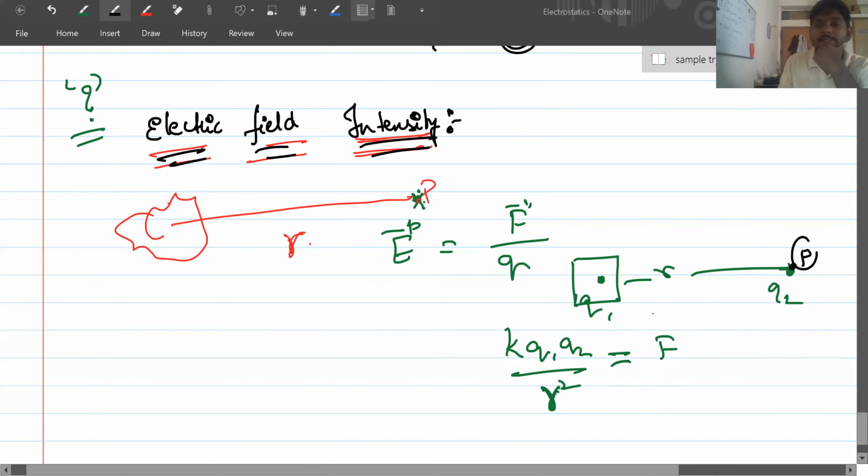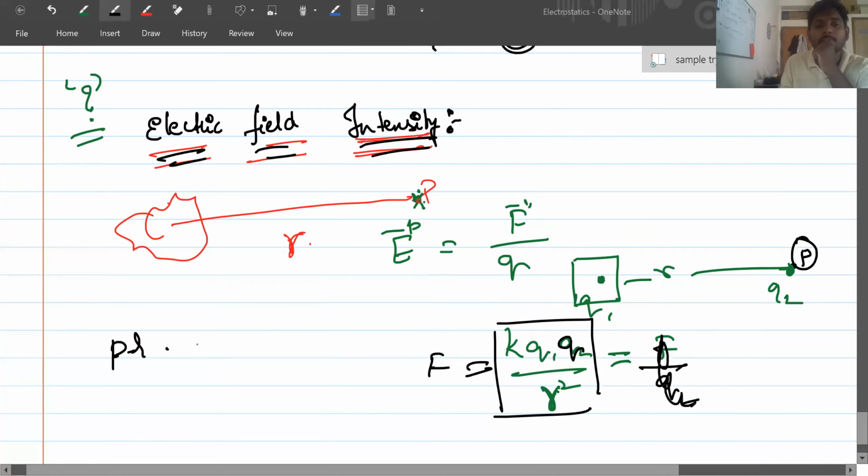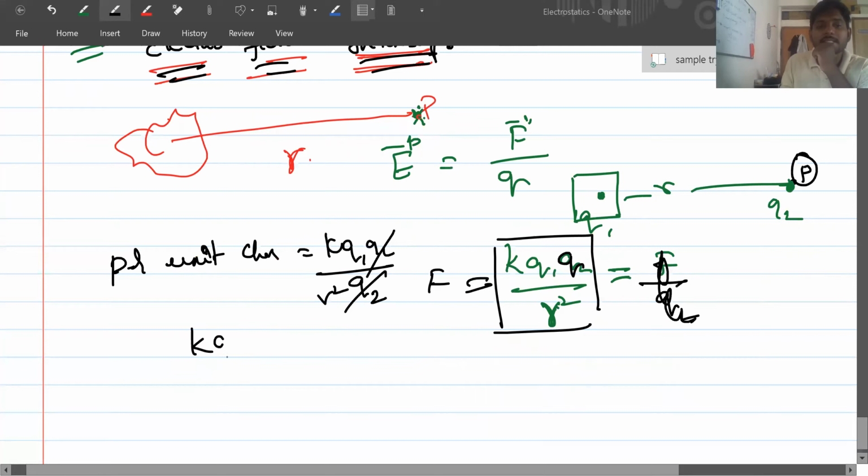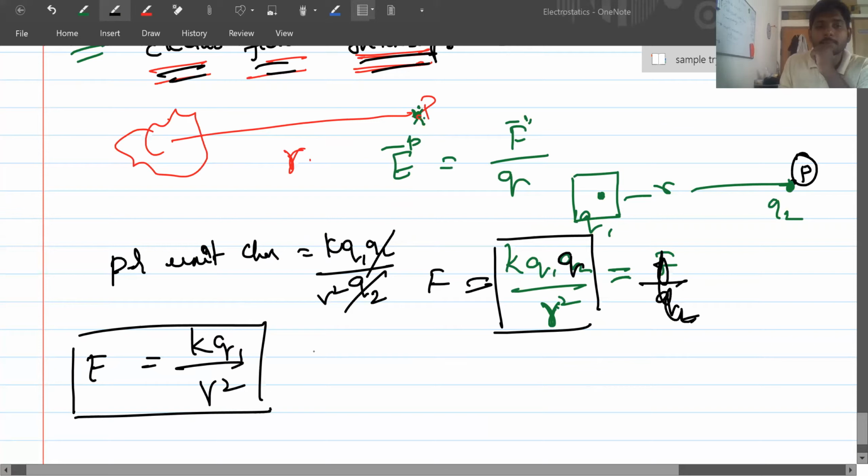So if you kept a Q2 charge, the magnitude of force is K Q1 Q2 by R square, right? For unit charge, how much will it be? Divided by Q2, right? Per unit charge, meaning for Q2 charge it is K Q1 Q2 by R square. Per unit charge it is K Q1 Q2 by Q2. Q2 and Q2 get cancelled. The answer is K Q1 by R square.